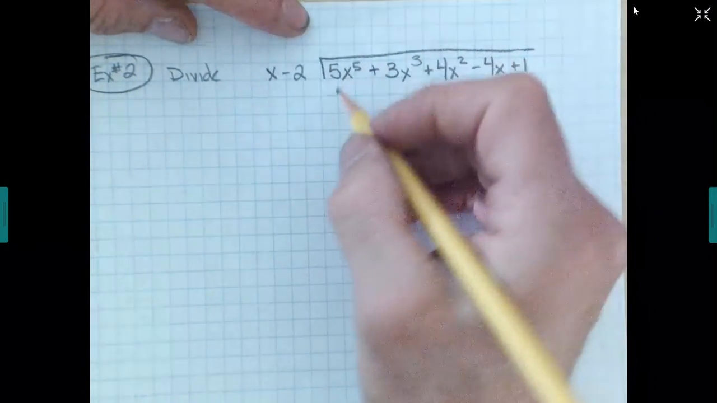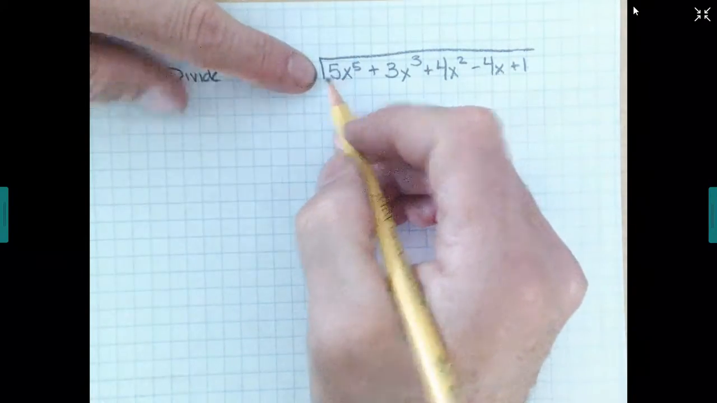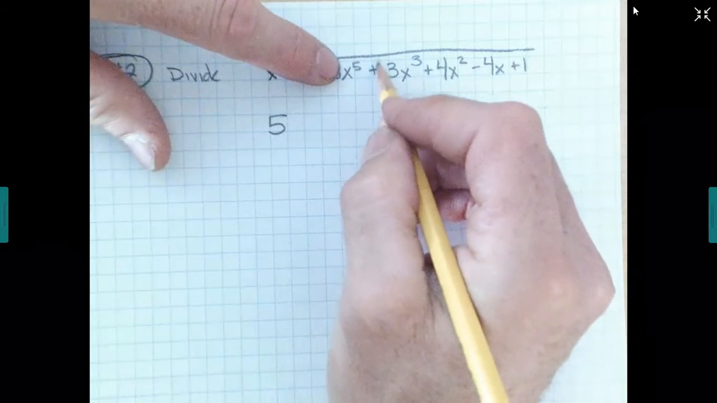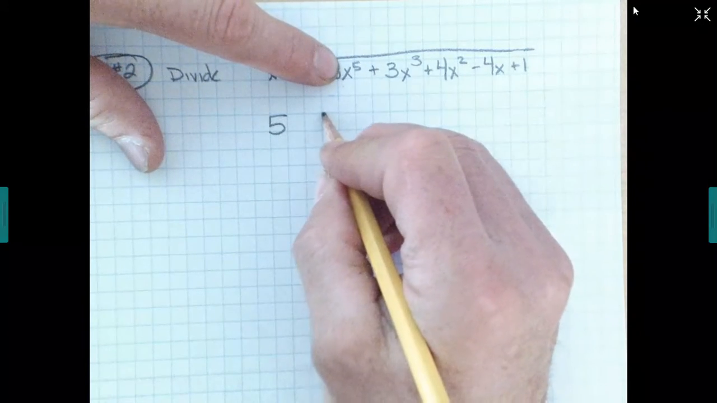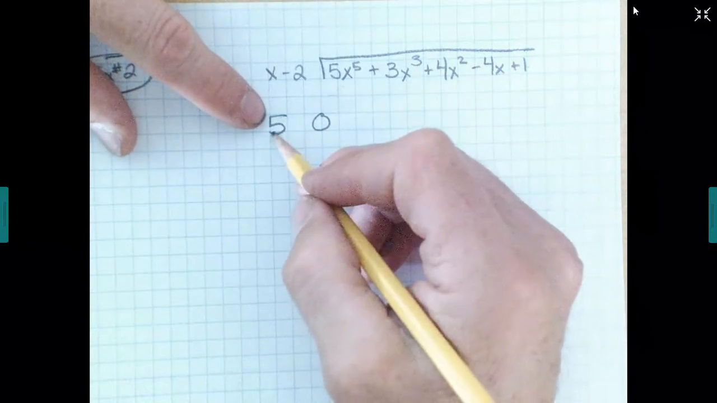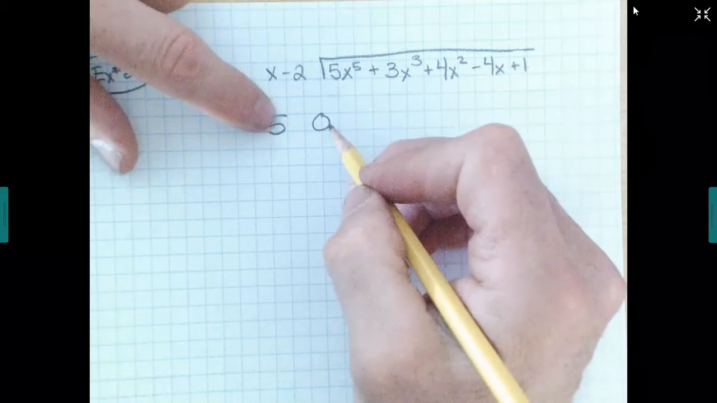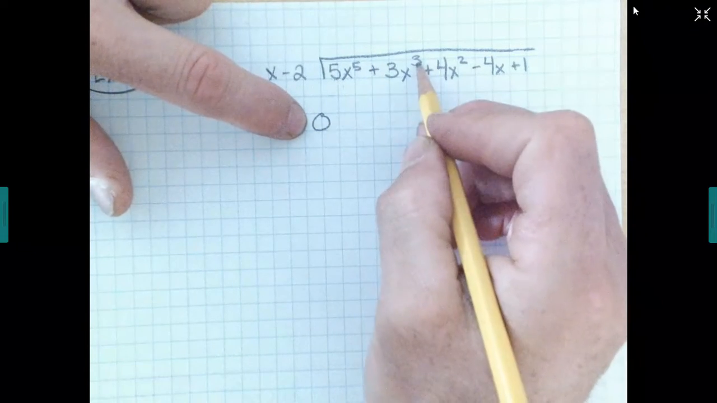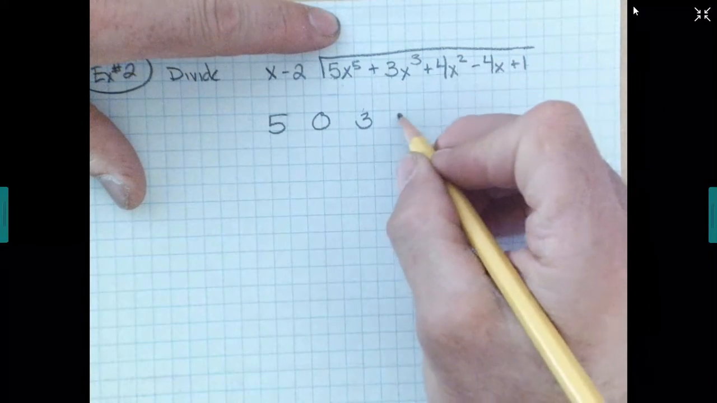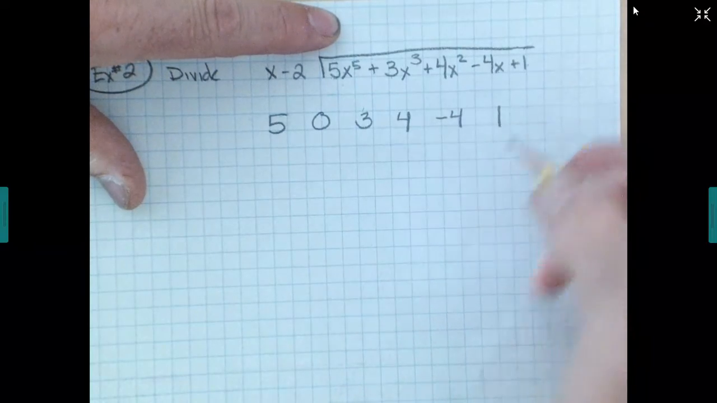So remember the first thing we did is we wrote these leading coefficients down. So I'm going to write 5. And then x to the fourth isn't here, so that would be a 0. Right? I have to have my filler. So x to the fifth, my coefficient is 5. X to the fourth, my coefficient would be 0. X to the third, my coefficient is 3. X squared, I have 4, negative 4, and 1.